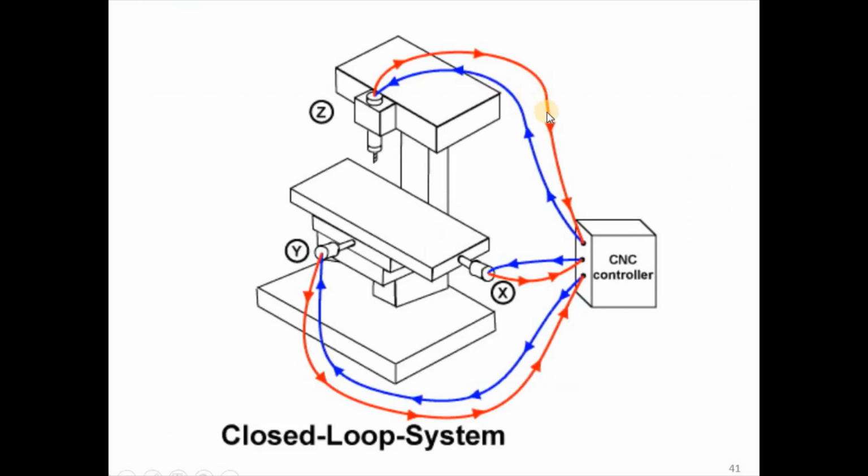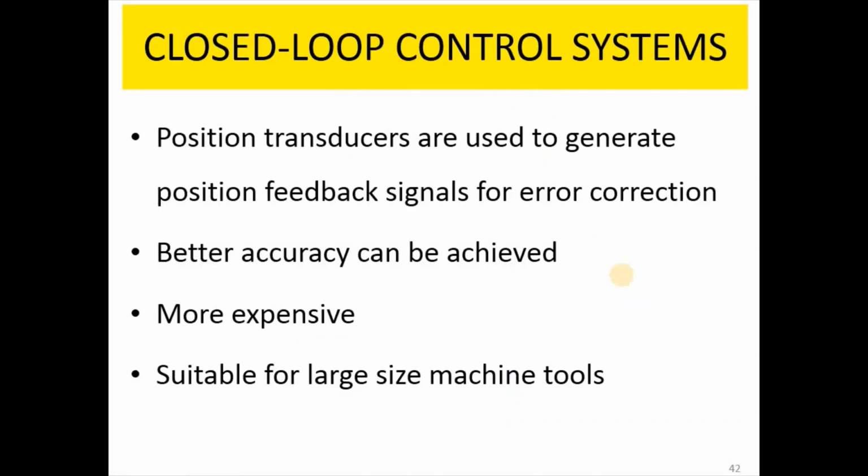You can see here the red line indicates the feedback lines. If there is any error, any correction, any information, they will send feedback back to the machine. Position transducers are used to generate position feedback signals for error correction. If there is any error, they will use the transducer for generating position feedback.